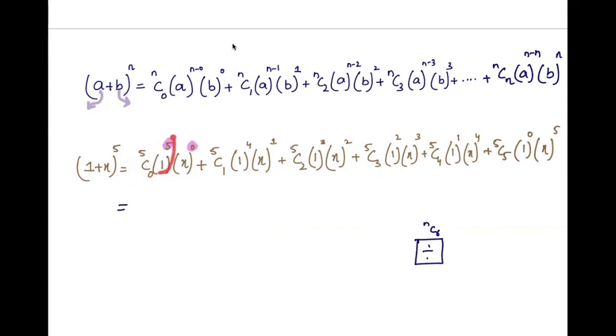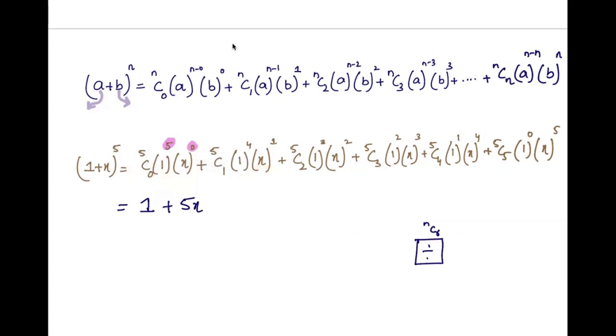1 raised to the power of 5 is 1, and x raised to the power of 0 is 1. So the first term is 1. Now, I want you guys to calculate 5C1 in the calculator. 5C1 will be 5. 1 to the power of anything is 1, x to the power of 1 is x. So the term is going to be 5x.